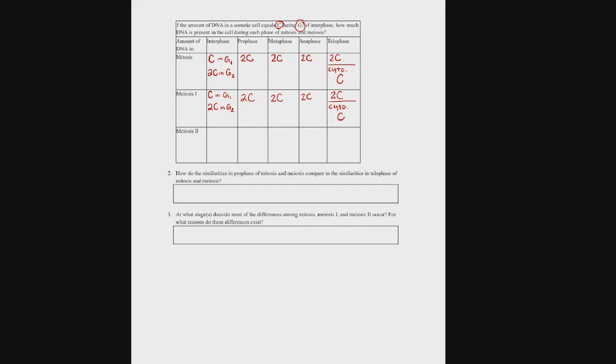Alright, Meiosis 2. There is no duplication that happens in Meiosis 2. We already accomplished that here. So there's going to be C in G1, and then that C is just going to remain the same thing in G2. There's no duplication. We're not getting 2 DNAs in this one. So we're going to move this C along. We have the same amount in prophase, metaphase in the same cell. We have it in anaphase and in telophase. However, because of cytokinesis, it's actually going to be half C.